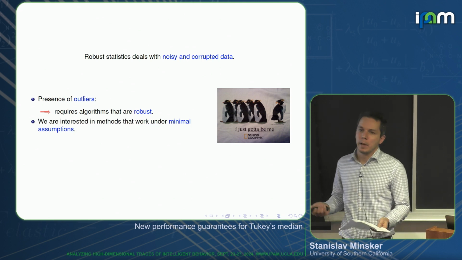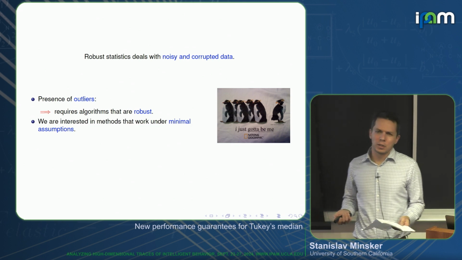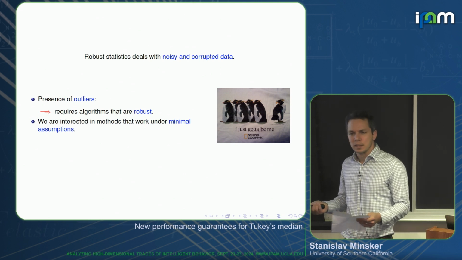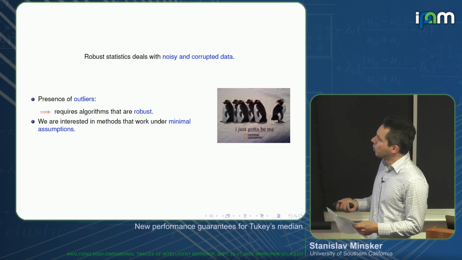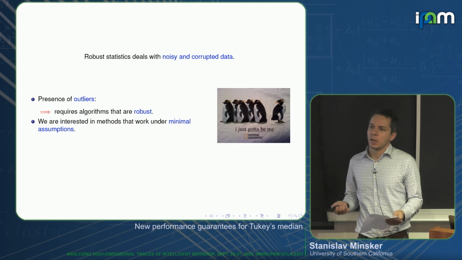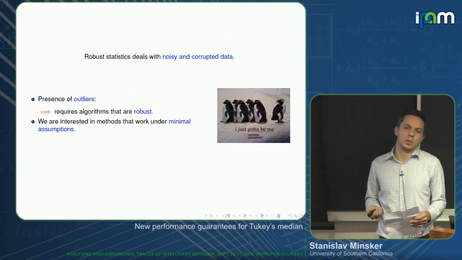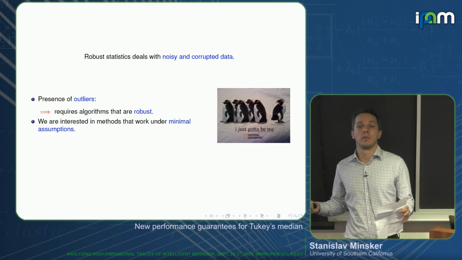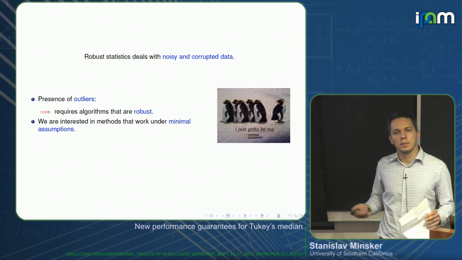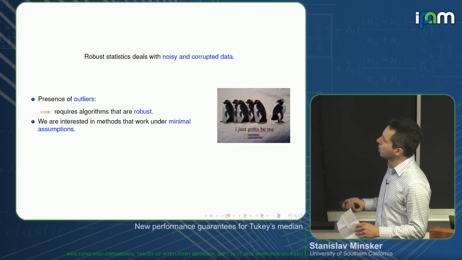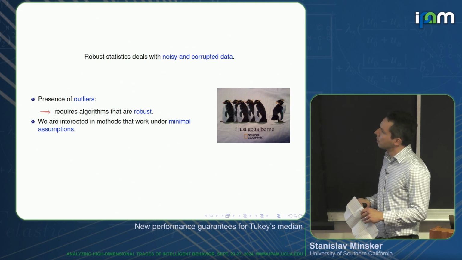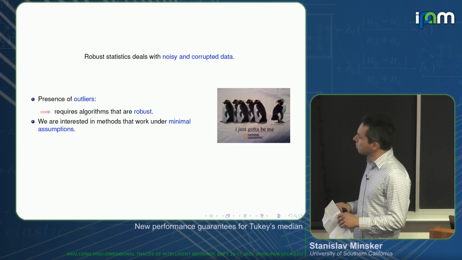And in math, when we try to analyze such algorithms from the mathematical point of view, we would like ideally to have methods that work under minimal assumptions. For example, we do not want to make any assumptions on the nature of outliers. And I will explain later what it means. This is the so-called framework of adversarial contamination.